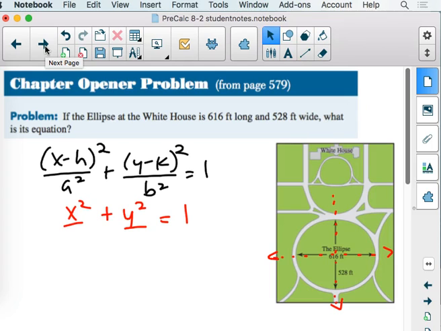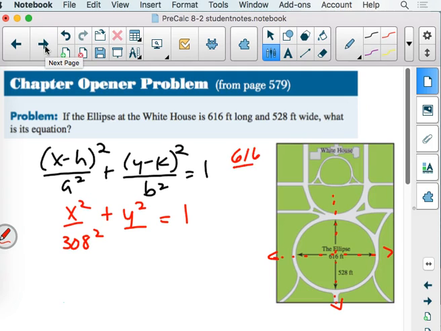So we take that, this is actually 2A value of 616, and we divide it by 2. And that gives us 308. So this will be 308 squared. And we're going to take the 528 and divide that by 2. And get 264. And that's B.